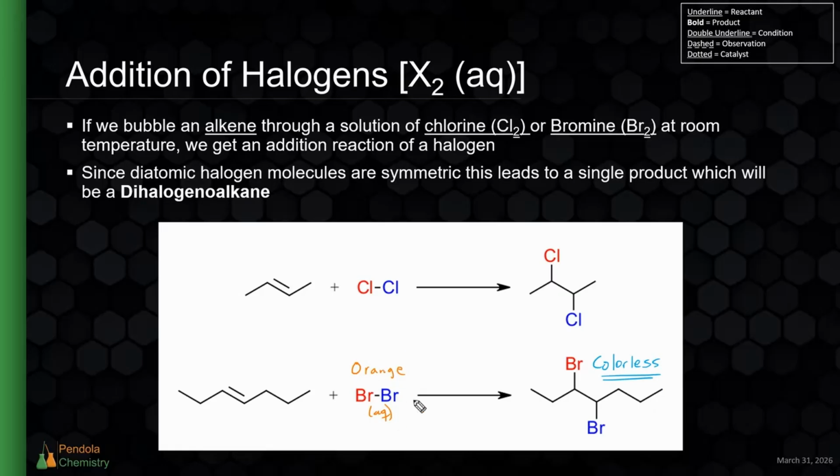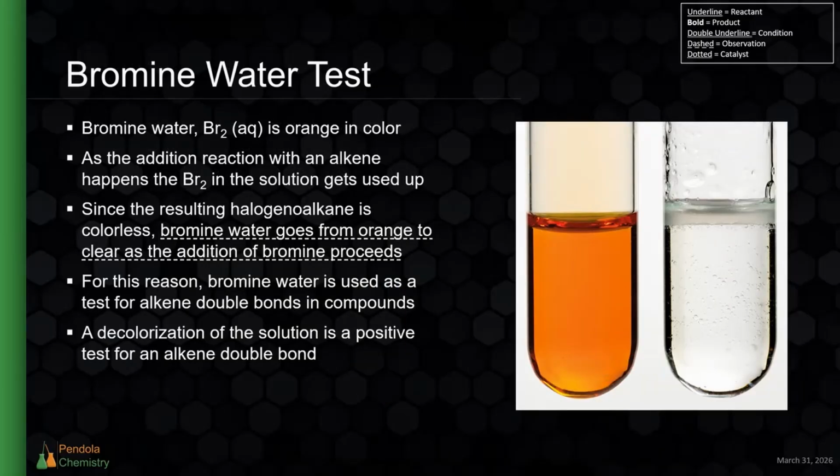So that orange liquid turns colorless when reacted with an alkene, which means that we can undergo something called the bromine water test. When we talk about bromine water, that's just another way of saying aqueous bromine. So Br2 aqueous is what bromine water is. So what is a bromine water test? The bromine water test is a test for alkenes. Bromine water, like we just discussed, is orange in color. Aqueous bromine is orange in color.